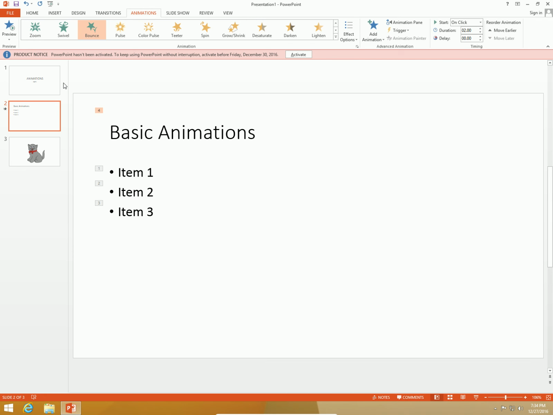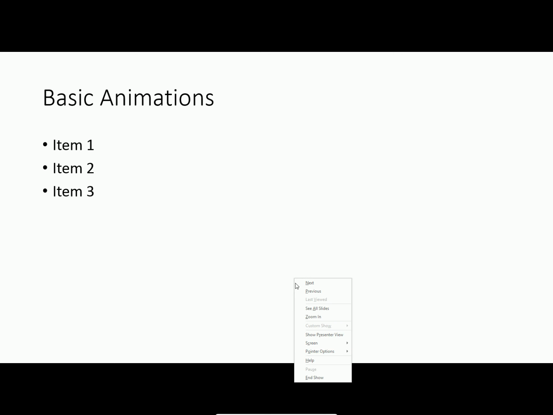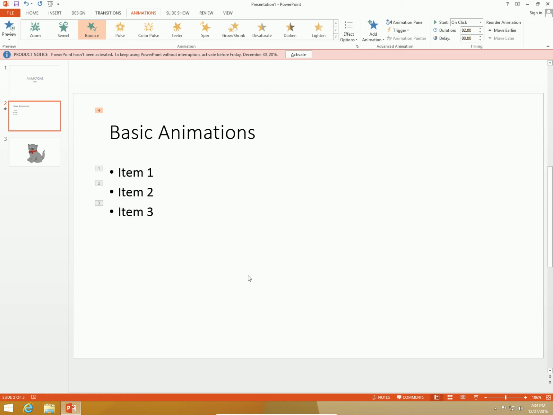There we go. Now, if I look at my slideshow here, item 1's going to fly in, item 2's going to appear, item 3's going to wipe in, and then the title's going to bounce in. Well, what if I want the title to come in first? Do I have to remove all the animations and redo them so they're in the correct order?